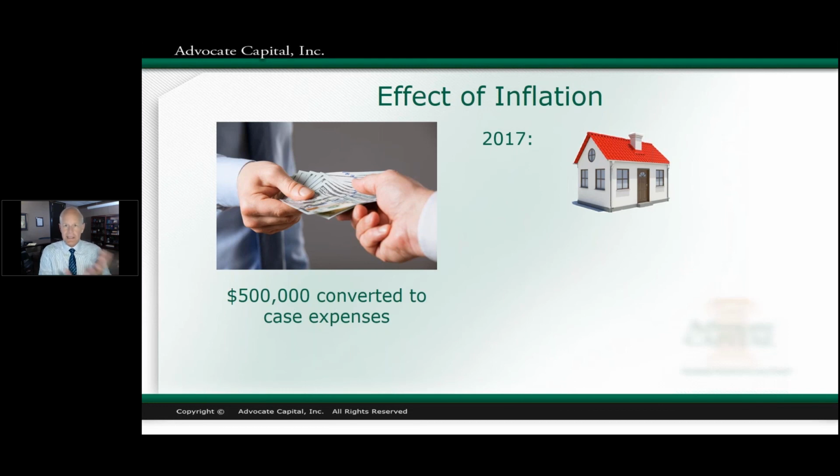Not only is the asset worth less, but let's assume you get it all back in 20 or 30 years. Well, if you could buy a house with that money today, if you try to buy a house with the same dollar amount 30 years from now, it's going to buy a lot smaller house. So the effect of inflation is eating away at the purchasing power of the money you have tied up in your case expenses.